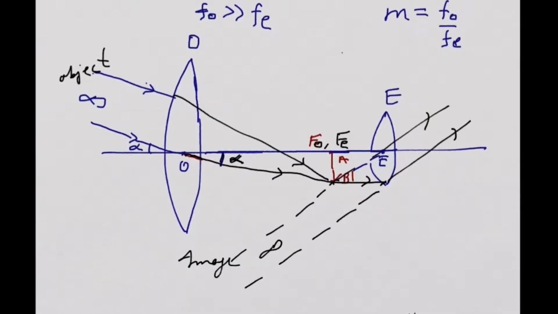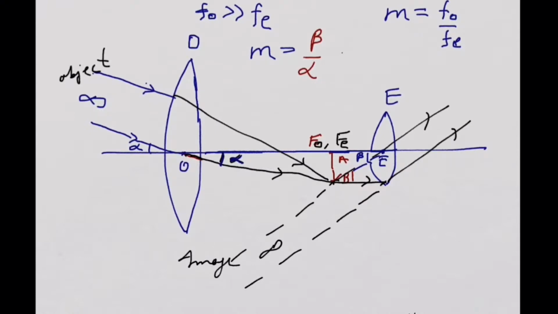Alpha is the vertical opposite angle. Beta is the angle made by the image. Actually में magnifying power is defined as beta over alpha. What is beta? Angle subtended by the image at the eye, and alpha is the angle subtended by the object at the eye when both are placed at infinity, right?